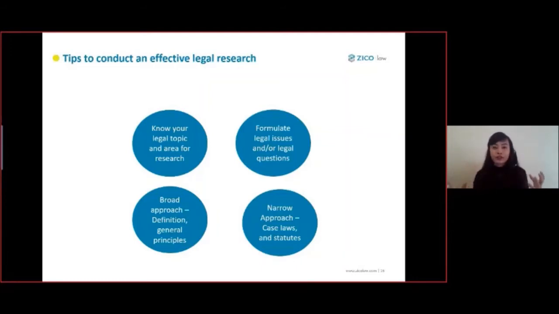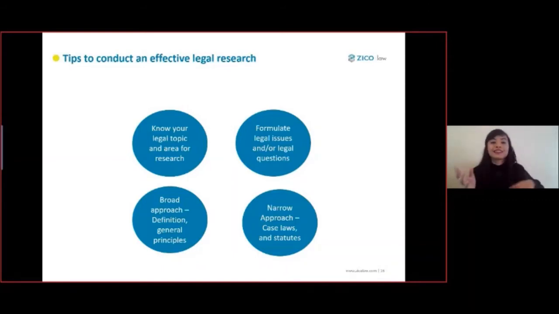The legal issues can only be determined by reading the problem critically with your team member. The next one is using the broad approach. Like I've said, the broad approach is basically reading the secondary sources first. Once you've gotten the authorities from the secondary sources, then you can move on to the primary sources. Once you have an idea from the secondary sources, you can go on to the primary sources.